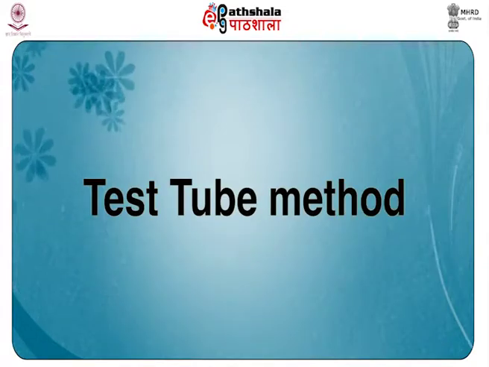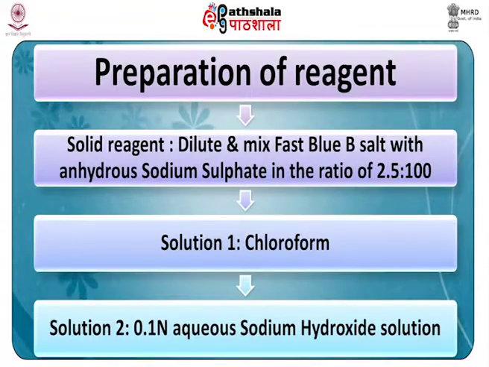The other method is the test tube method. First is preparation of reagent: solid reagent. Dilute and mix Fast Blue B salt with anhydrous sodium sulfate in the ratio of 2.5:100. Solution 1 is chloroform and solution 2 is 0.1 normal aqueous sodium hydroxide solution.